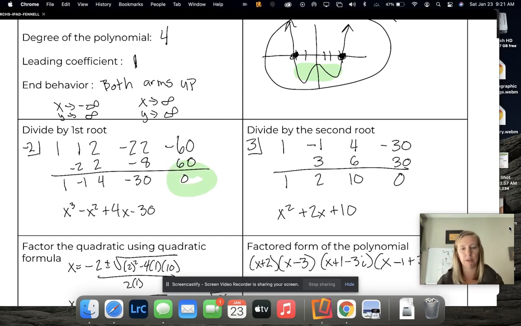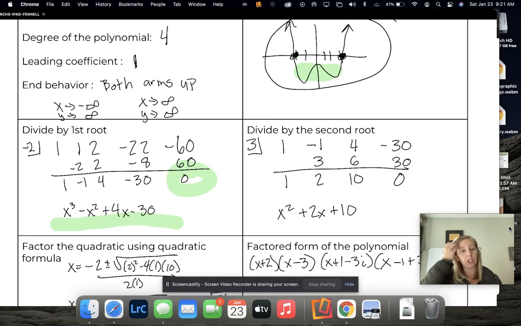Again, you better get a 0 over here. If you don't, then something went wrong and you need to try again because we were told these are roots. So if you don't get a 0, you did something wrong. Check it again. Okay, so when I do that, I get this now degree 3 polynomial.